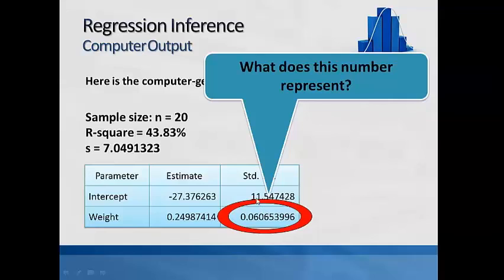So table entries are very nice because they give us some very difficult values to calculate. In particular, we have the standard deviation of the slope of a least squares regression line given to us in our standard error component under the parameter weight. So 0.061, once again, represents S sub b sub 1. This concludes our lesson on linear regression.